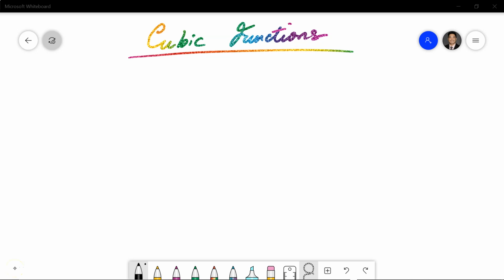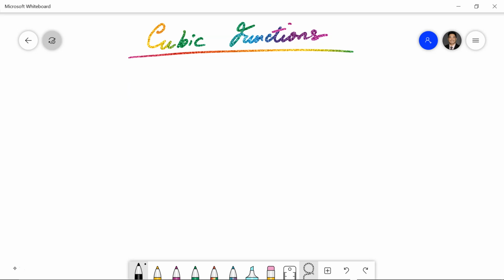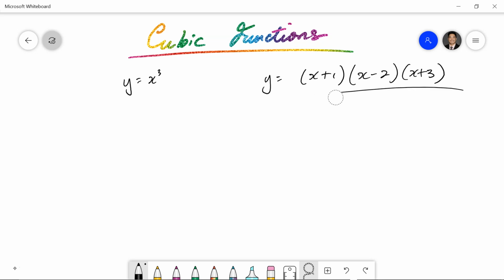Okay, welcome back, guys. This video we're looking at cubic functions now, so polynomials that have a degree of 3, or a term that has the highest power of 3. So you could have something like y equals x cubed, or you could have something like y is equal to (x plus 1)(x minus 2)(x plus 3). When you expand those brackets, you'll end up getting a polynomial or cubic function.